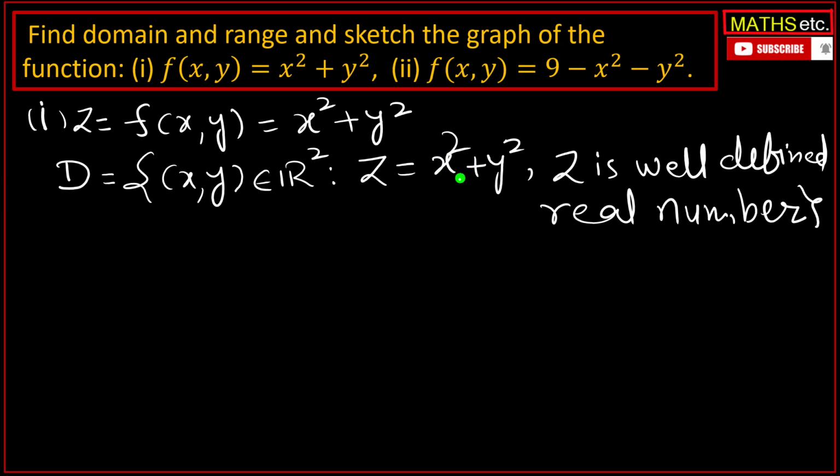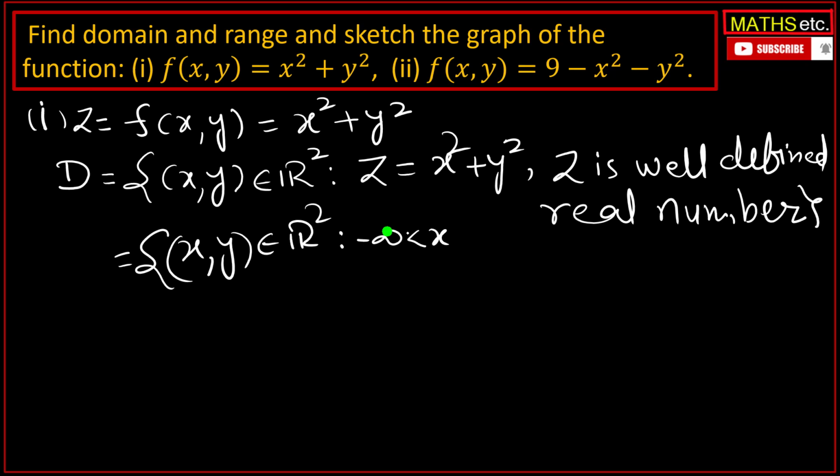In this case, x can take any positive, negative, or zero real number, and the same is the case with y. So in this case the domain will be the collection of all (x, y) in the xy plane such that x can take any value in the interval minus infinity to infinity, and y can also take any value in the interval from minus infinity to infinity. So in fact this domain is the entire xy plane.